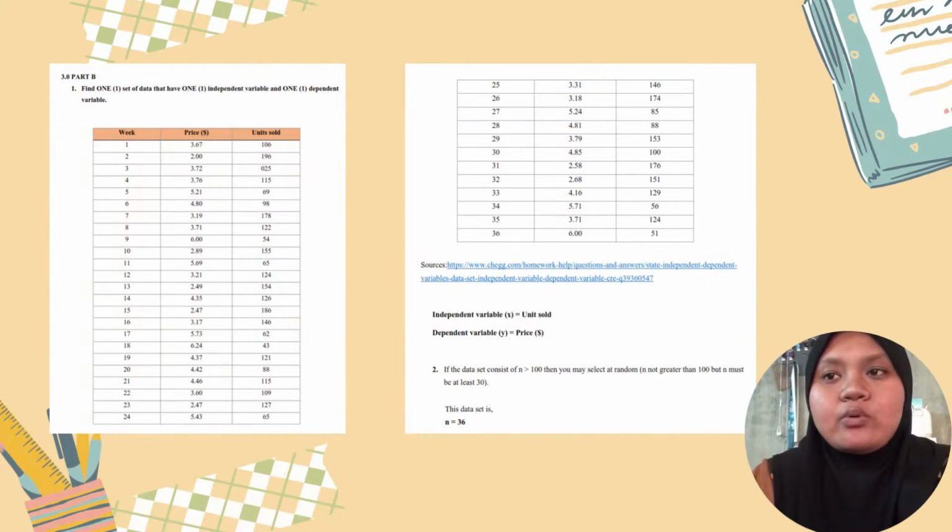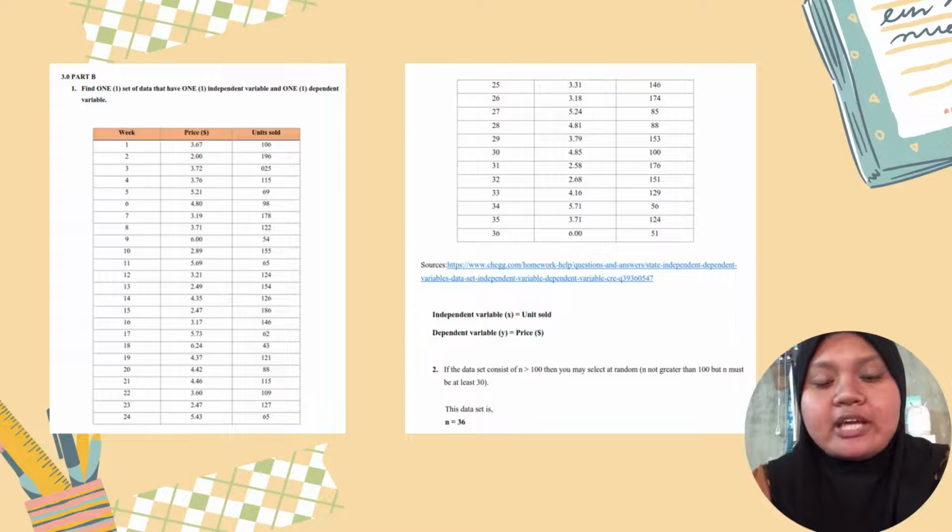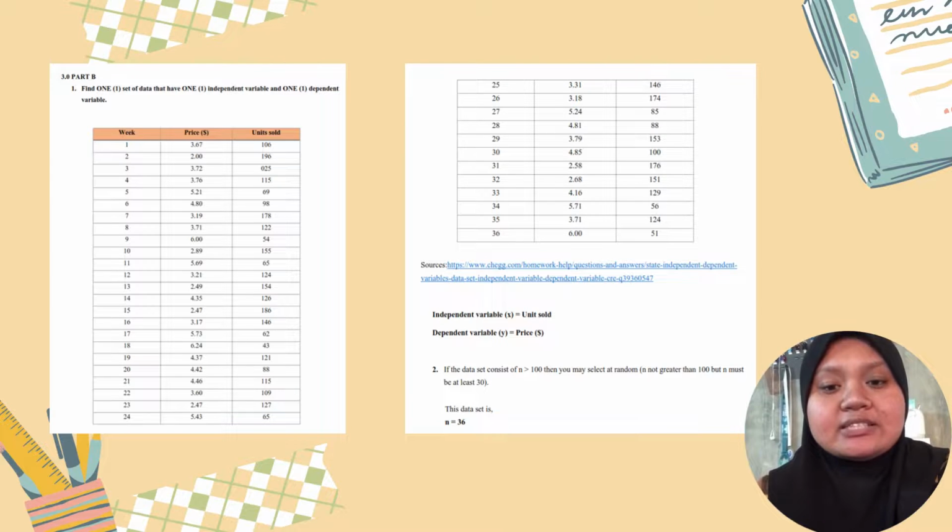In this slide, I will explain our part B. In part B, we need to find one set of data that has one independent variable and one dependent variable. So our independent variable is unit sold and dependent variable is price. Next, we need a sample size not greater than 100 but at least 30. In this part, our sample size is 36.